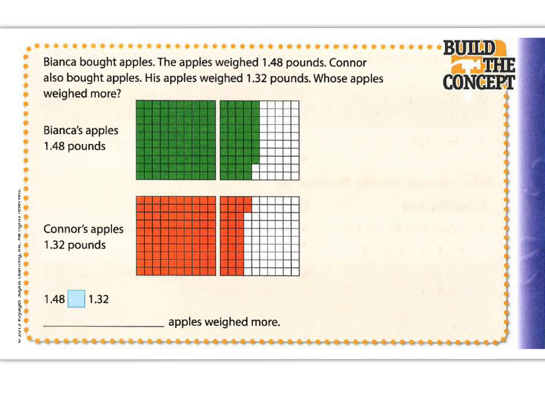All right, this says Bianca bought apples. The apples weighed 1 and 48 hundredths pounds. Connor also bought apples. His apples weighed 1 and 32 hundredths pounds. Whose apples weighed more? Here's Bianca's 1 and 48 hundredths. Connor's were 1 and 32 hundredths. Well, we can see that this one has a whole tenth and then some more. So 1 and 48 hundredths is greater than. So we would say Bianca's apples weighed more.